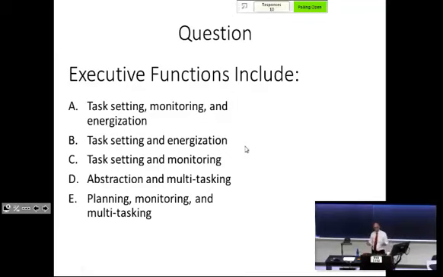Okay, that's sort of an active way. You have to participate when you do it like that. Okay, the answer is task setting and monitoring.